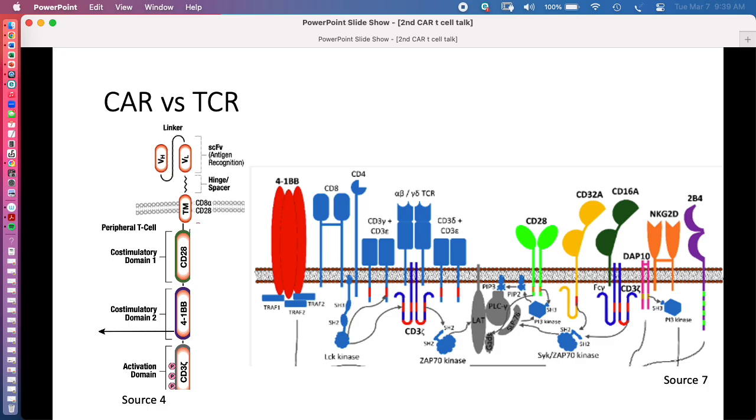Another region is the CD3 zeta domain. That's an intracellular portion of the actual TCR that's responsible for much of its signal transduction. And then another co-stimulatory molecule that's close by is CD28. So that's what it looks like in an actual cell. But when we make these in the lab and express them in patients' T cells, these are more what they look like.